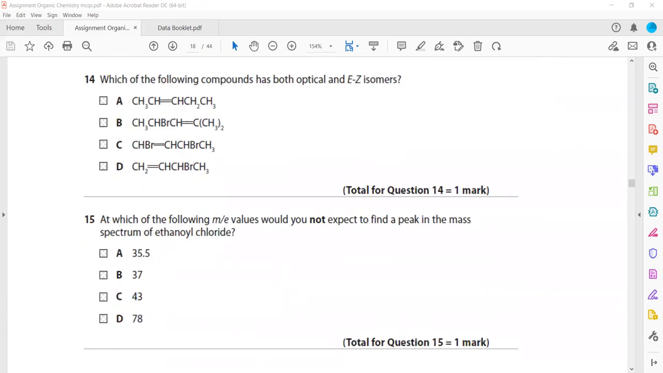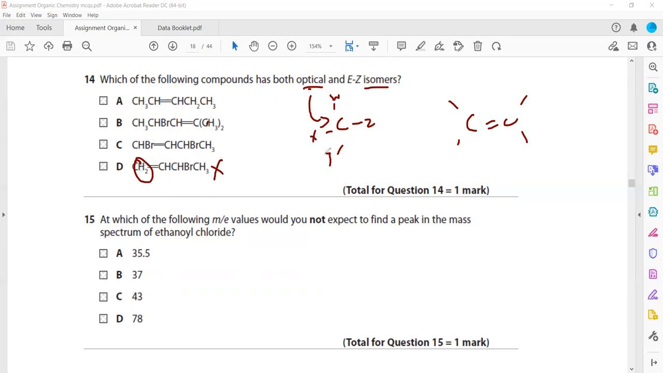Then in question 14, which of the following compounds has both optical and E/Z isomers? To be optical, there should be a chiral carbon. Chiral means there should be different groups attached to the carbon. To be geometrical, there should be a carbon-carbon double bond with two different groups attached, so we can compare their mass, not CH2. So D cannot be an answer because there is CH2 here.